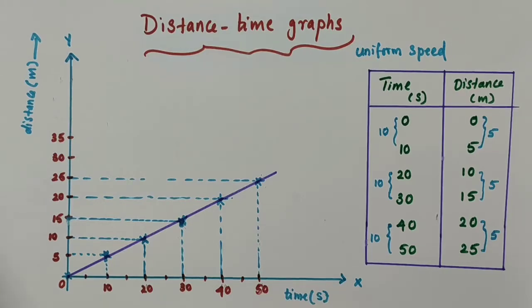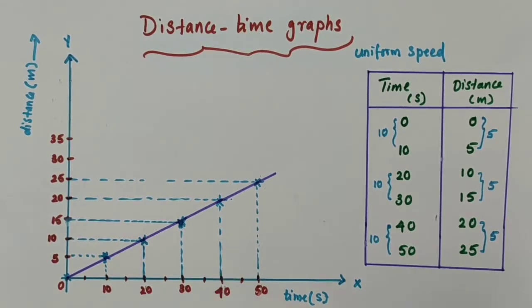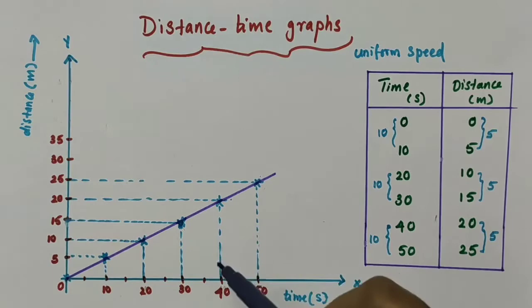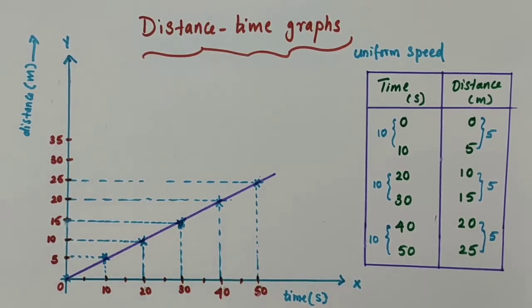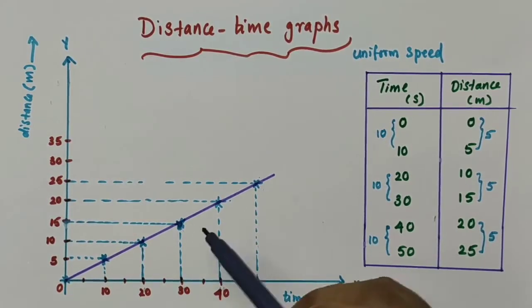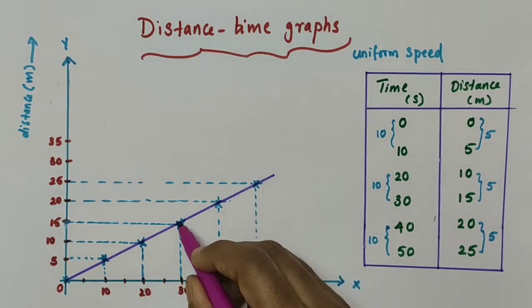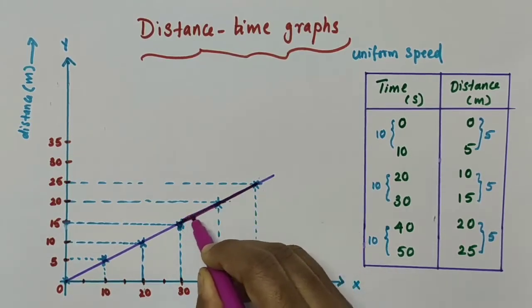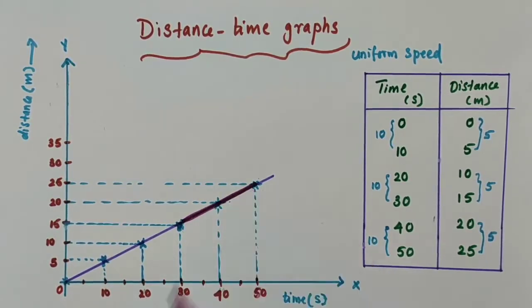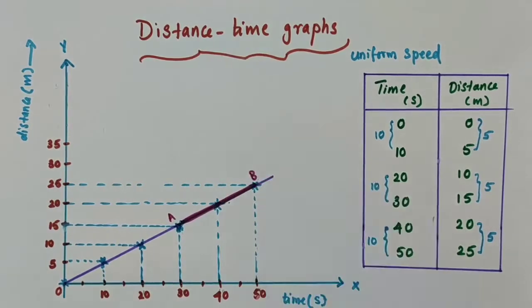Now we can use this distance time graph to determine the speed of an object. To determine the speed of an object from the distance time graph, we just want to consider a small part of this graph. For example, I am considering this part of the graph, and I am naming it AB.